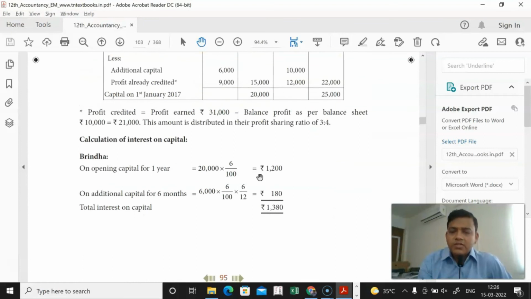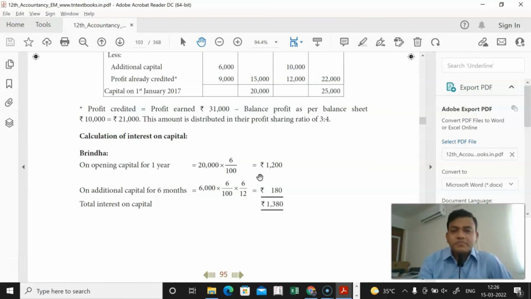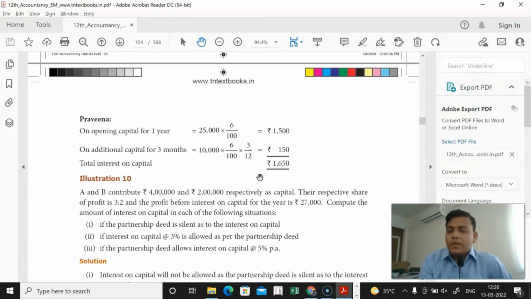So 20,000 into 6 by 100, and additional capital நடுவுல வந்து Brinda has introduced for the month of July. So அதையும் 6,000 into 6 by 100 into 6 by 12. So total interest on capital will be 1,350. அதே மாதிரி for Pravina also, opening capital is 25,000 into 6 by 100 and additional capital for 3 months. So 10,000 into 6 by 100 into 3 by 12. So totally 1,650. So this is going to be the interest on capital.